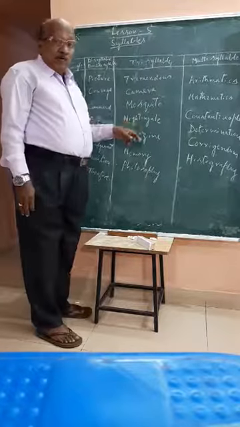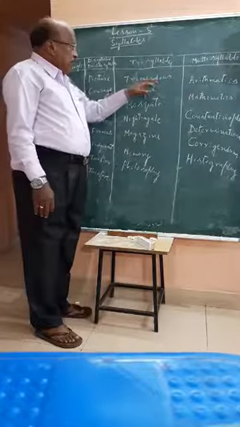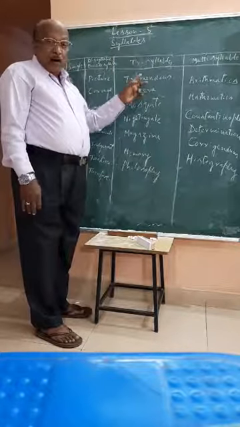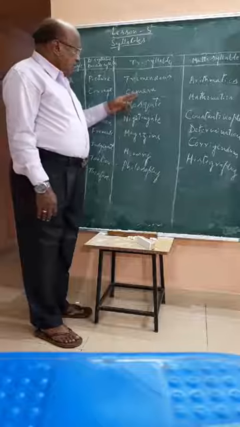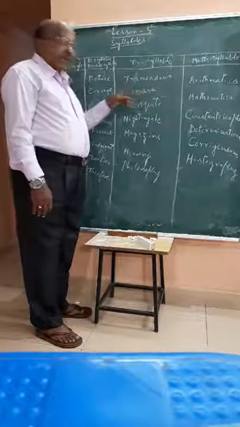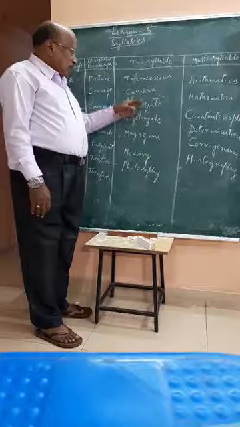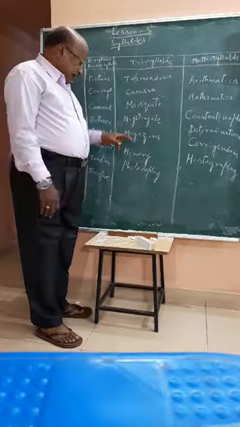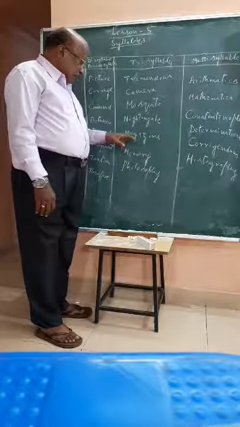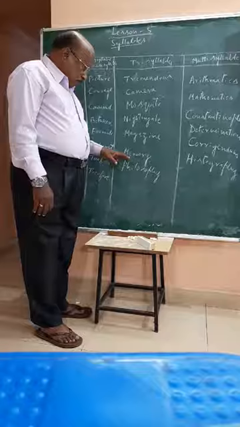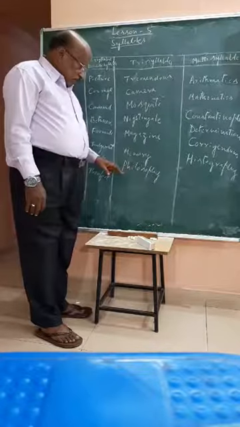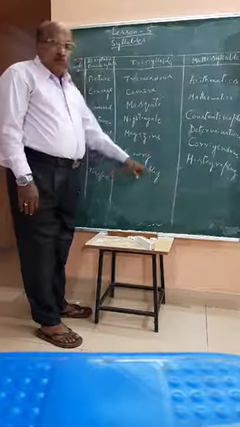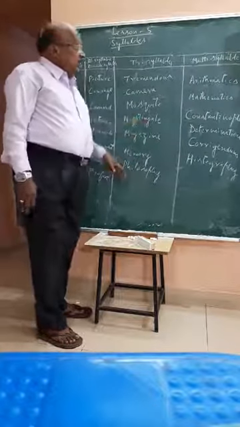Next, trisyllable words. Tremendous. There are two cuts there, so three parts. Next, camera. There are three parts. Next, mosquito. Then, nightingale. Next, magazine: maga, two, zine, third one. Memory is also trisyllable. Philosophy. Therefore, these are all trisyllable words.